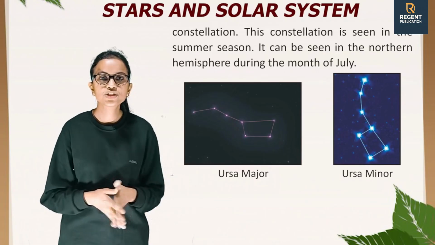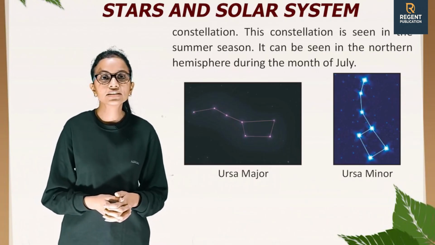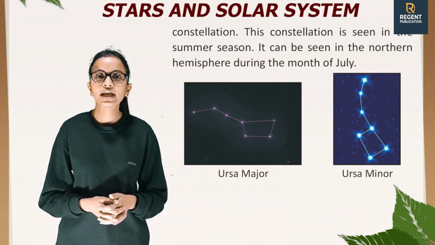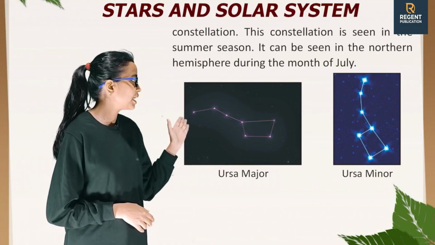This constellation is seen in the summer season. It can be seen in the northern hemisphere during the month of July. These are the pictures of Ursa Major and Ursa Minor.